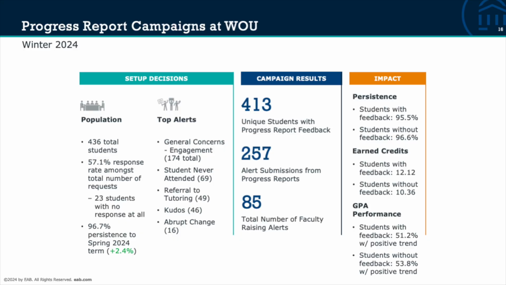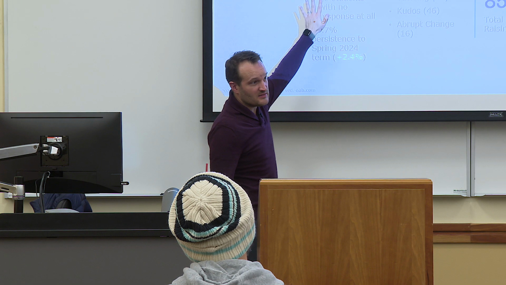In winter, so again, as we continue on, right, a little bit higher number of students, so 436 total students, but we did see a higher response rate to the total number of requests. So about 57.1, so pretty good jump, which is great. Still right around 23 total students that didn't get a response at all. As we move into looking at the persistence from winter to spring, high persistence rate, also higher than the institutional average for bachelor's degree students. So again, same trends here.